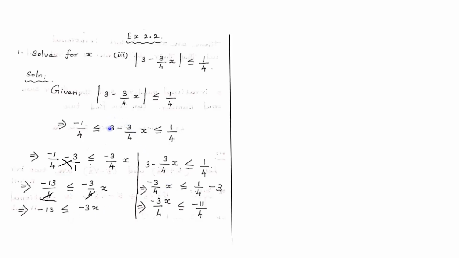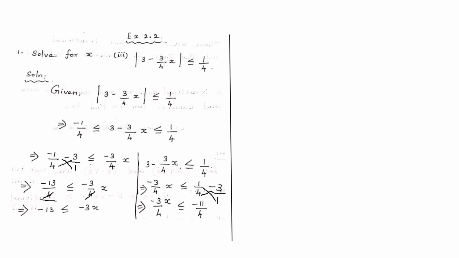Similarly, how to consider this inequality: 3 minus 3 by 4 into x less than or equal to 1 by 4. This plus 3 comes this side, minus 3. So we will get minus 3 by 4 into x less than or equal to, sorry, plus 1 by 4 minus 3. There is no denominator, so you have to consider that as 1. How to take LCM for this and cross multiply that, we will get 1 minus 12.